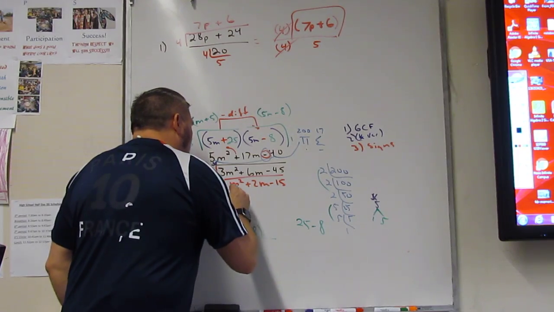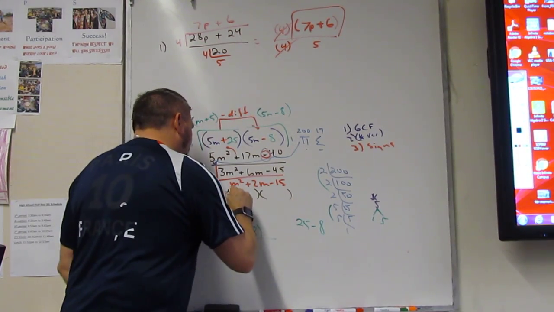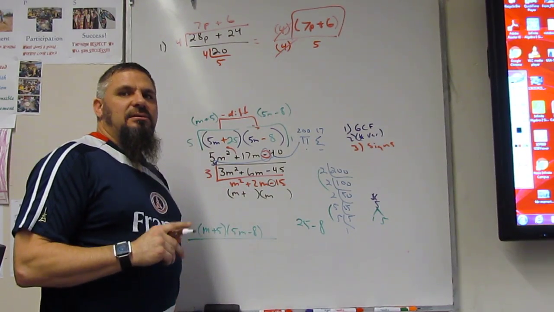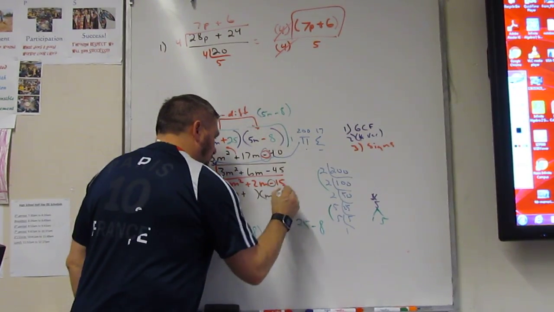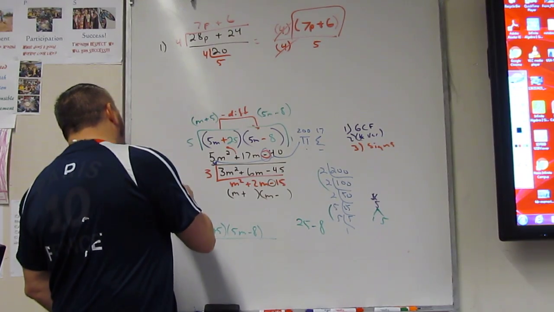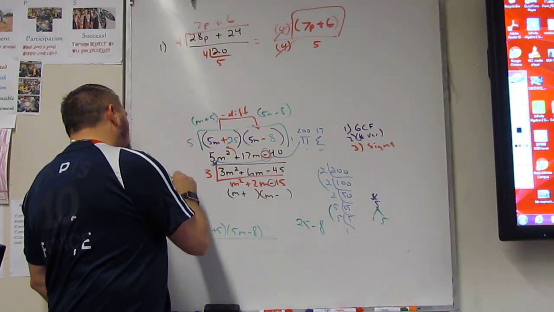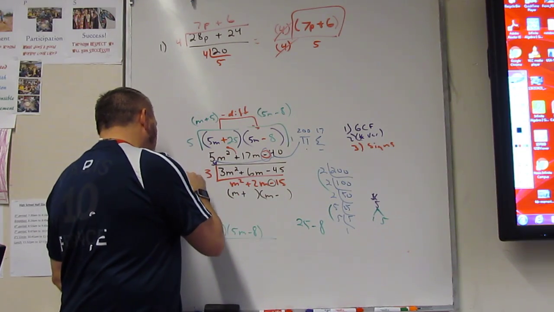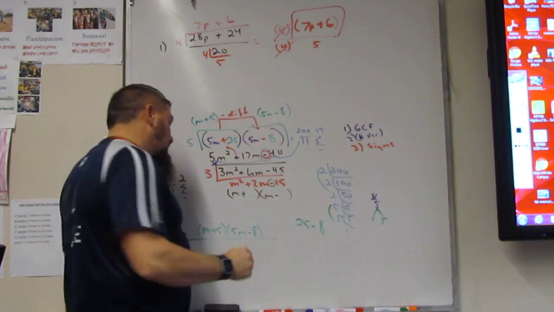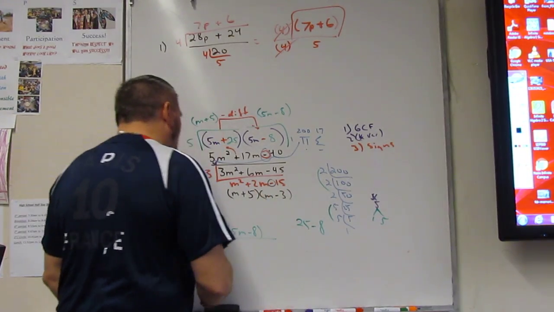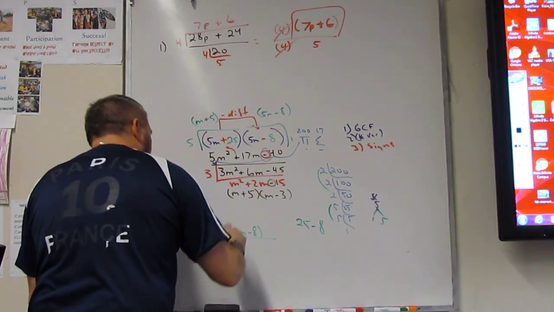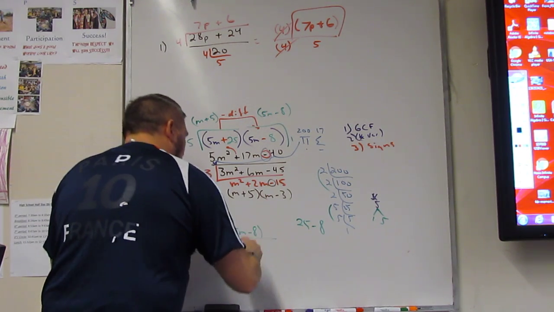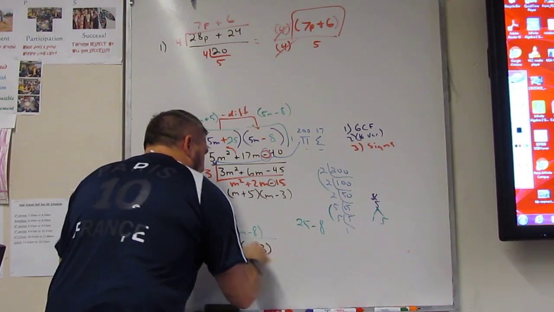Now when I break these up, this tells me that they are different. So two numbers that multiply to be 15 but subtract to be 2: 5 and 3. So now I have 3 times (m plus 5) times (m minus 3).